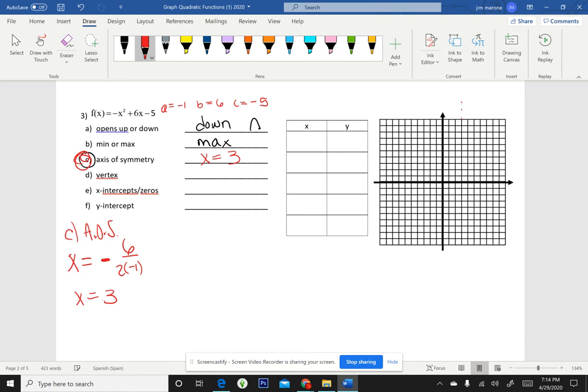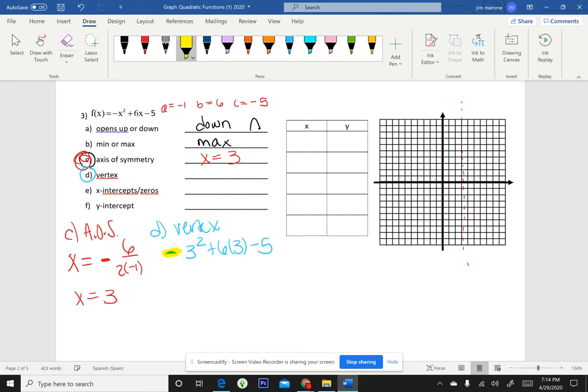So I'm going to go to my graph and make it +3. My vertex is next. So part D is my vertex. The vertex is where x is 3. So it's negative 3 squared plus 6 times 3 minus 5.